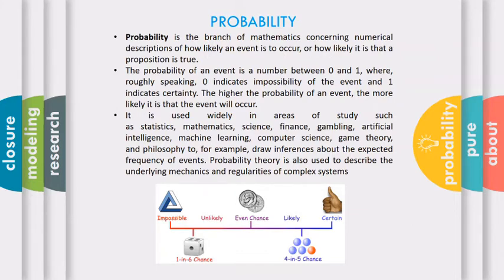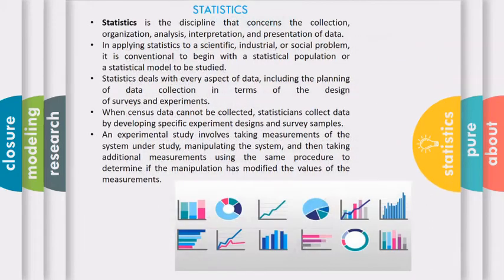Moving on to statistics. Statistics is a discipline that concerns the collection, organization, analysis, interpretation, and presentation of data. So if we have some data, how we are analyzing them, how we are collecting them, how we are organizing them, all those things come under statistics. In applying statistics to scientific, industrial, or social problems, it is conventional to begin with a statistical population or a statistical model to be studied.